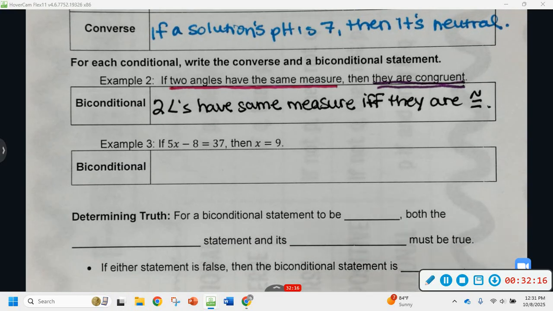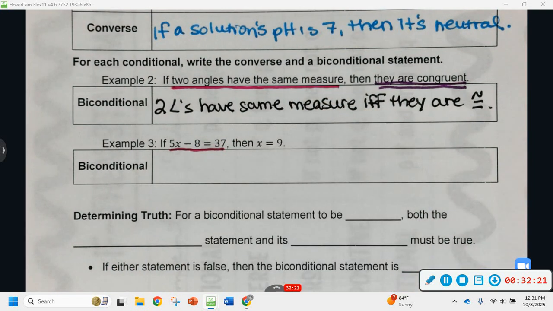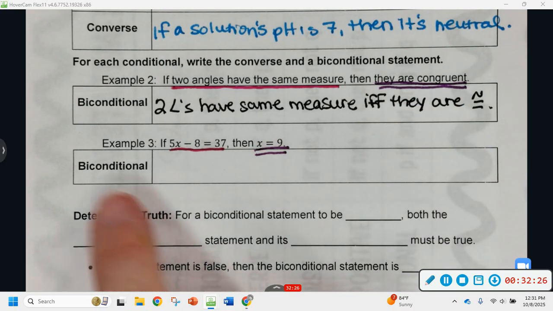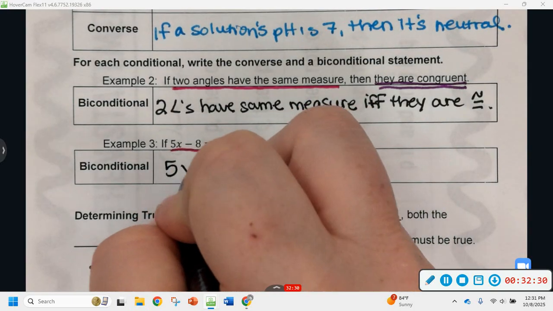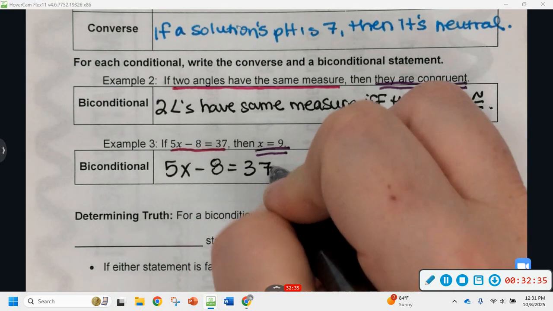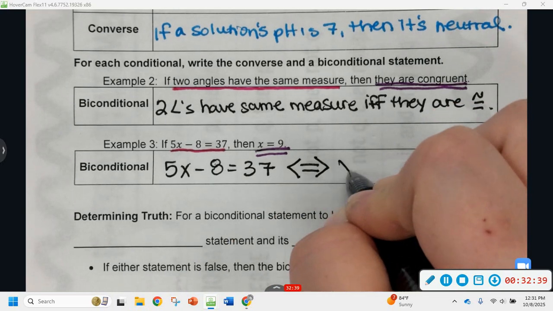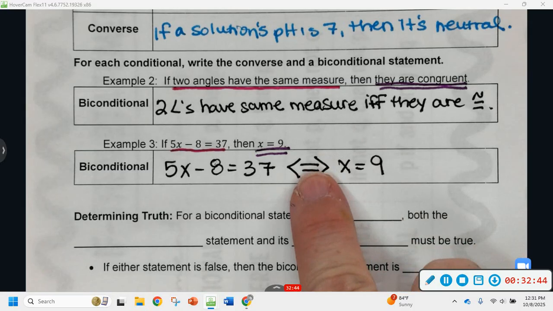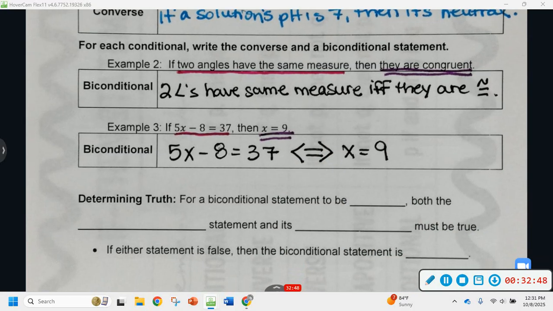Next, we have if 5x minus 8 is 37, then x is 9. We're going to write this as a biconditional. So we start off with hypothesis, and if and only if x is 9. Again, you can use IFF or you can use the double arrow. I tend to use the double arrow when it's math related.